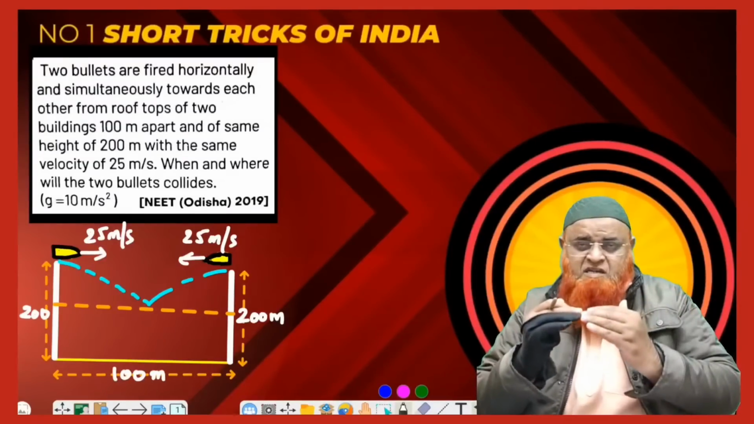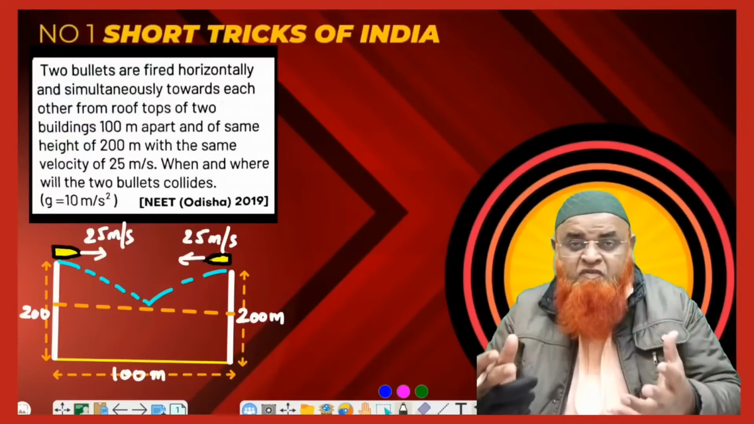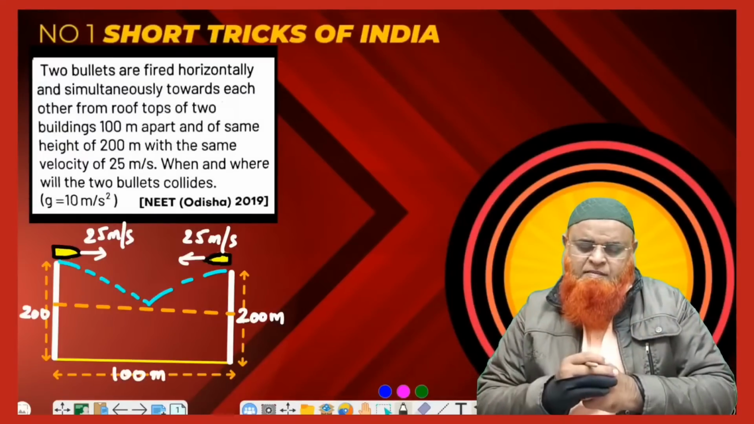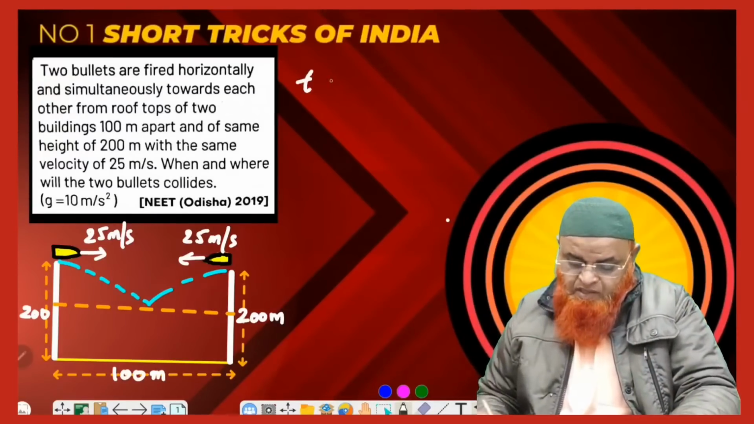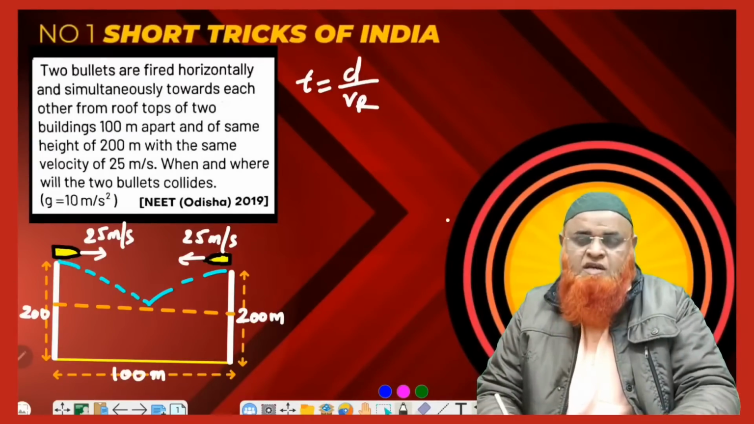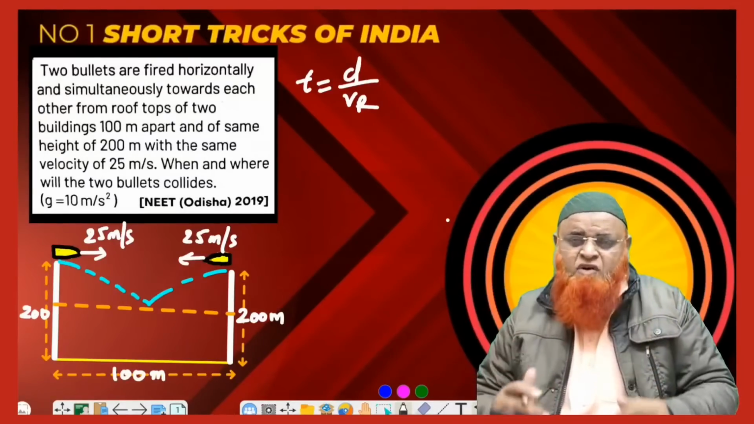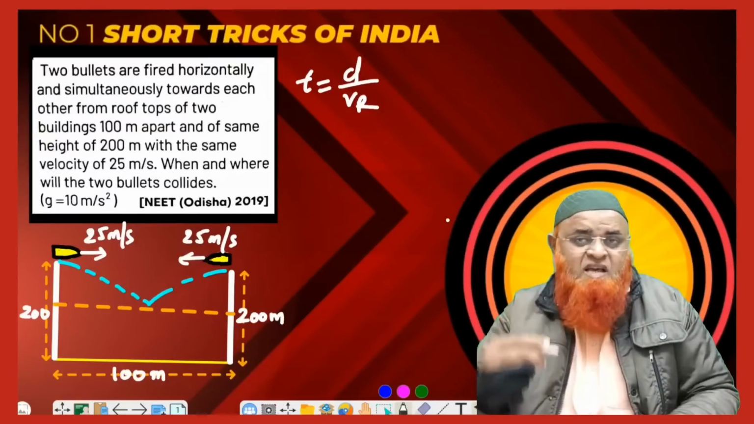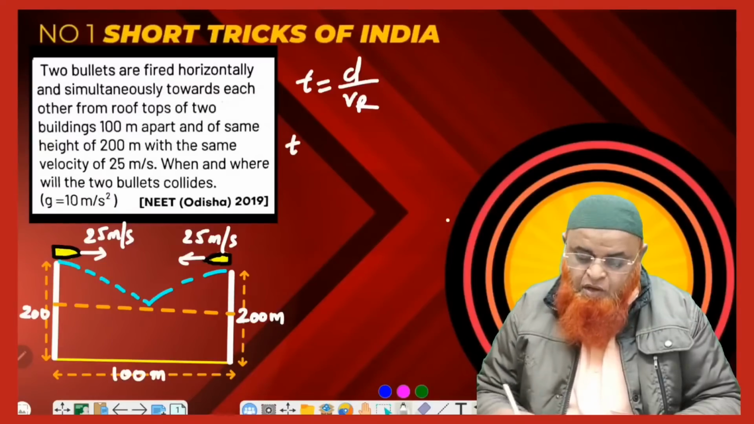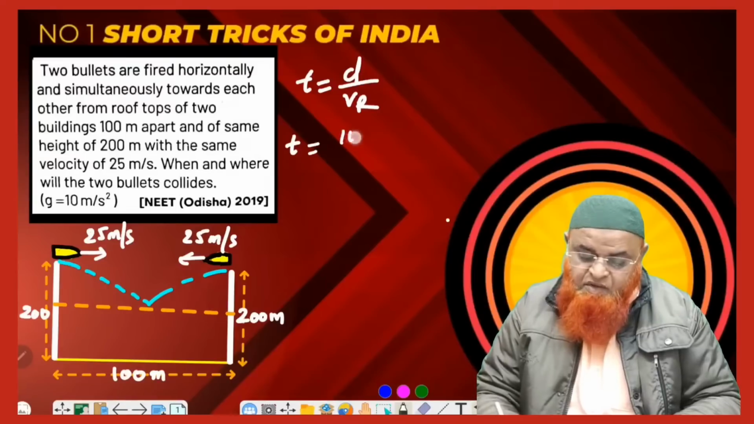As both bullets are arriving towards each other, they will meet quickly because their velocities have been added up. We have to find out the relative velocity here. You all know that time is equal to distance by relative velocity. As the bullets are approaching each other, they will meet very fast. That means we have to add their velocities so that time will reduce. Therefore, the distance between the two bullets is nothing but the distance between the towers, which is taken as 100.